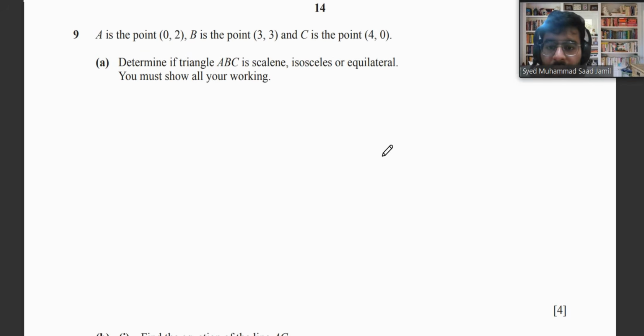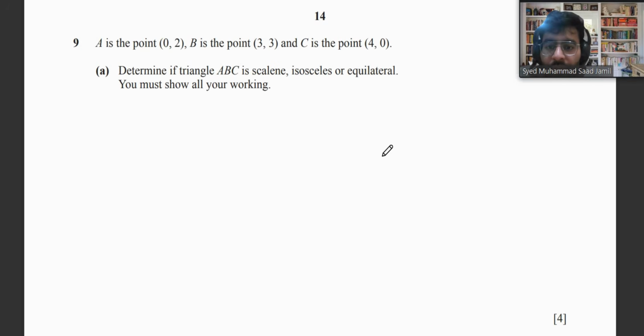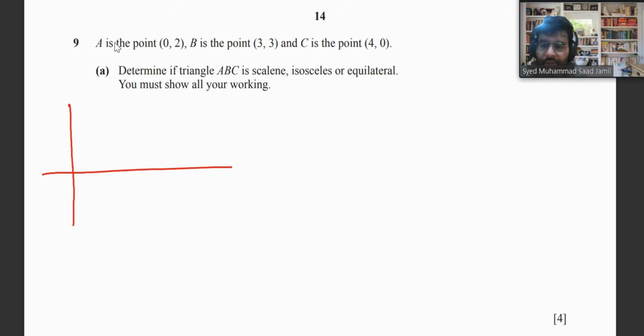Determine if triangle ABC is scalene or equilateral or isosceles. Show your working. Look, the best way to do this is take some points. Let's say negative 1, 0, 1, 2, 3, 4. So A is 0, 2. Let's say this is 1, this is 2. So 0, 2 is this point, A.